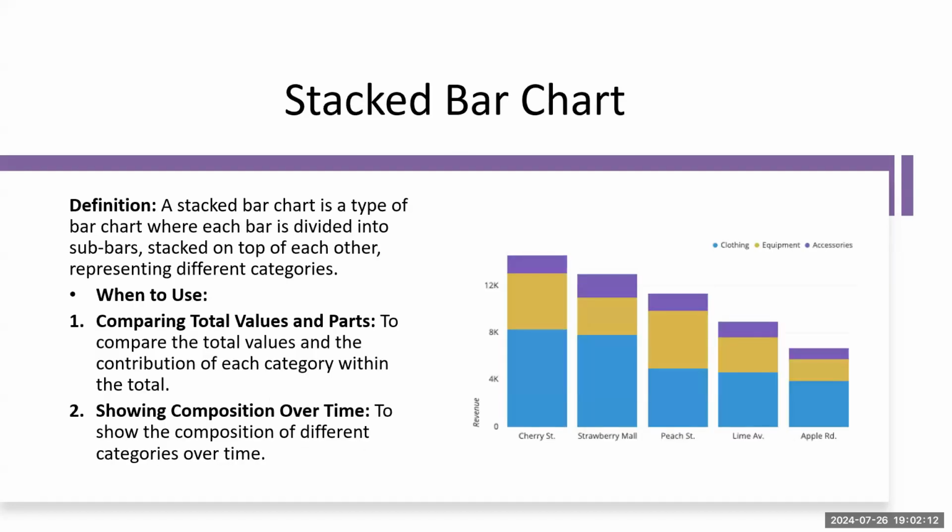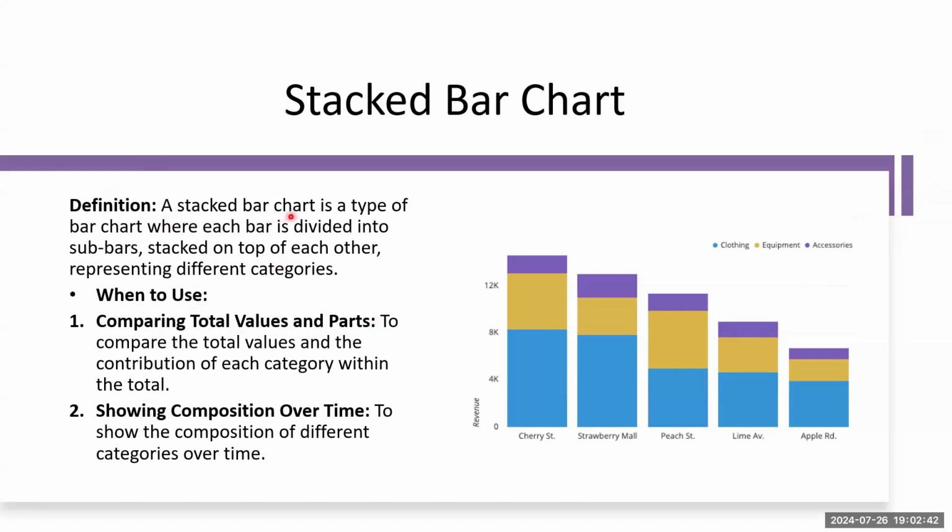Then we have a stacked bar graph. If you understood bar graph, then this is easier, because it is the same thing as a bar graph. The only difference here is that we want to compare total values and parts.